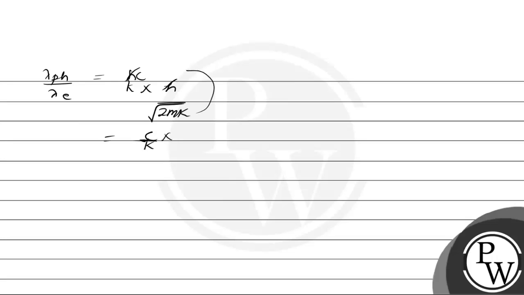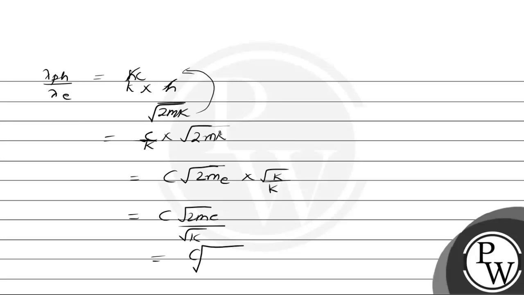into this root 2mK, which will jump onto the numerator. Now this will be c into root 2 times mass of electron into root kinetic energy upon kinetic energy. Now c root 2 me upon root K. This will be c times root of 2 me upon kinetic energy. Clearly students, this ratio is proportional to the square root of kinetic energy K, proportional to root E, and this matches with option C of this question.